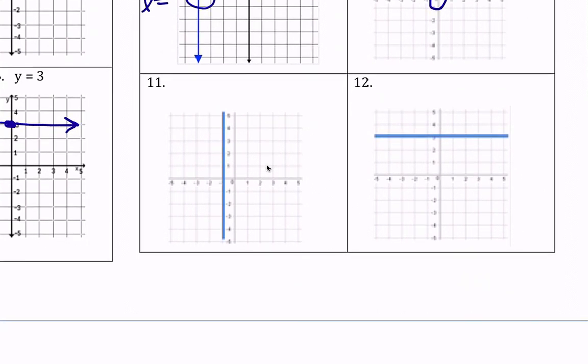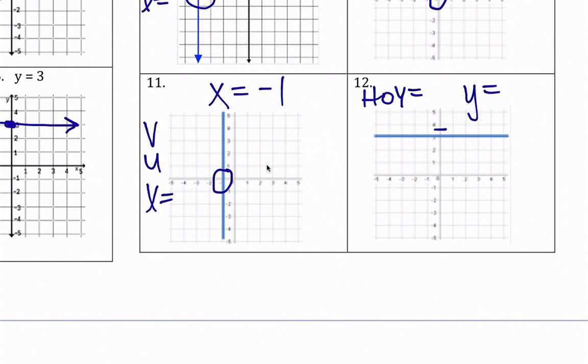On 11, I see a vertical line, so that's VUX. So to write the equation, I write x equals. I look at where it crosses the x-axis, and that's at -1. 12 is a horizontal line, so that's HOY. So I know my equation will be y equals. I look at where it crosses the y-axis, and that's at 3. I know it's kind of hard to read that number, but I can go up 1, 2, 3 boxes.